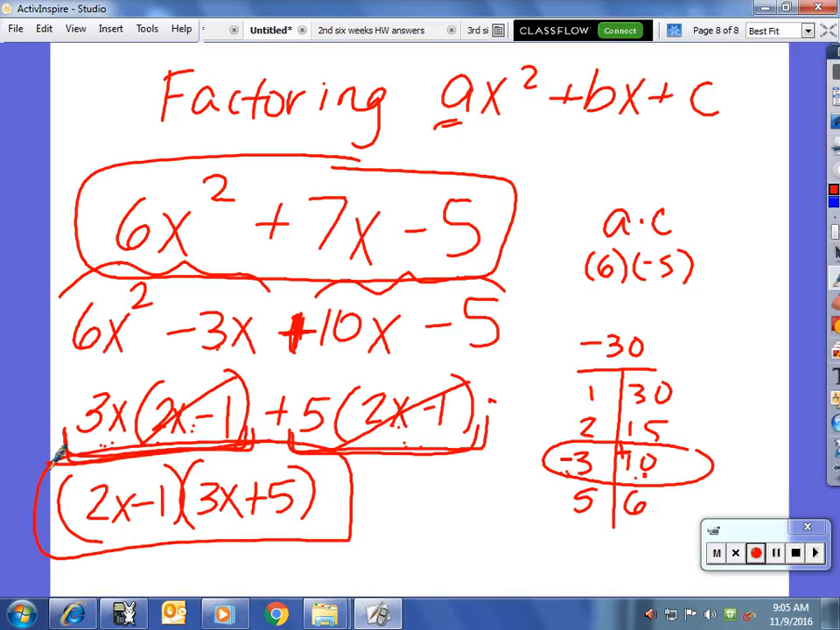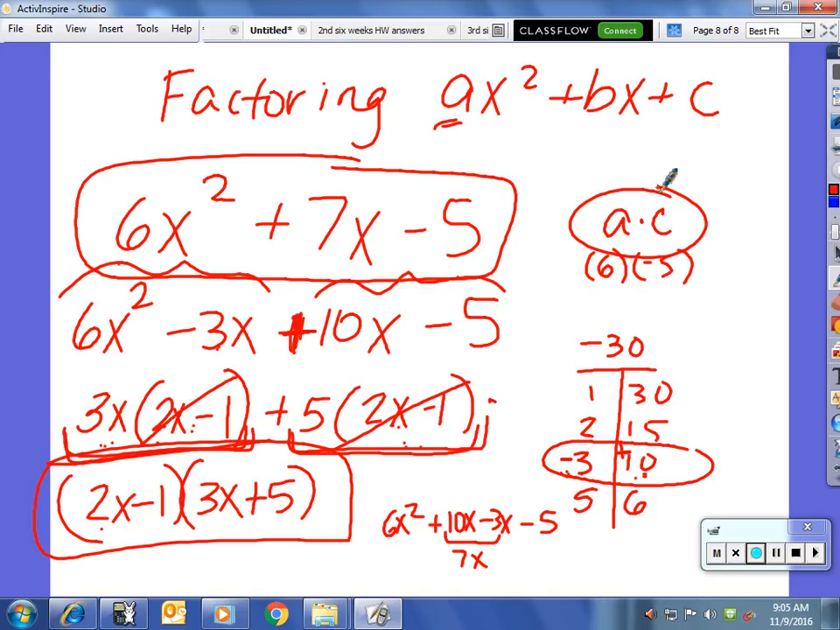This is my answer. Your answer should definitely look like two little binomials getting multiplied. Let's check it. 2x times 3x, 6x squared. Then I would get a positive 10x, a negative 3x, and at the end I would get a minus 5. And the middle terms add up to 7x. Looks like that's the winner. If it equals what you started with, then that is absolutely the right answer. So basically, same process as yesterday, one extra little step.